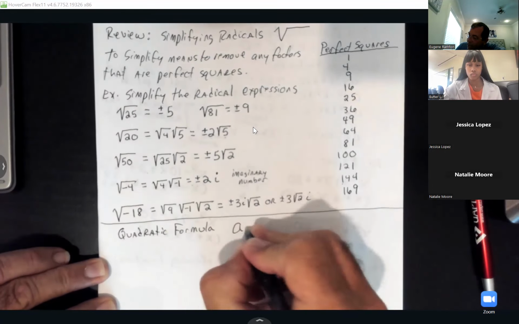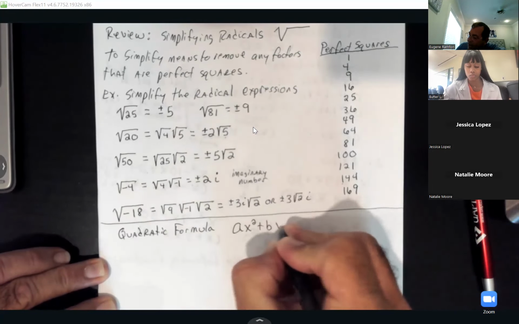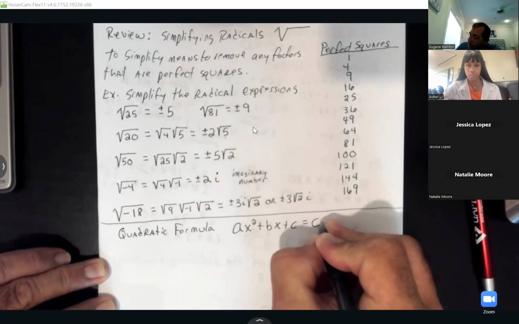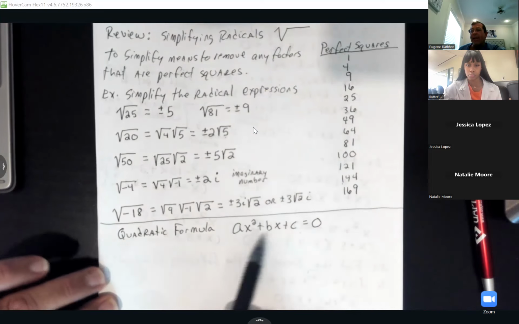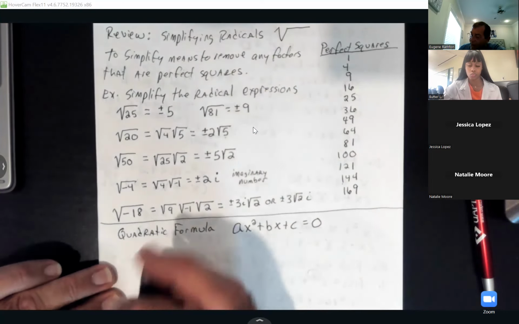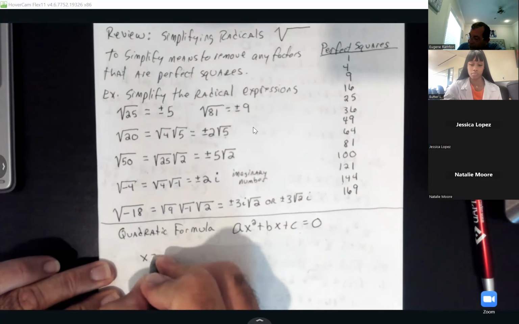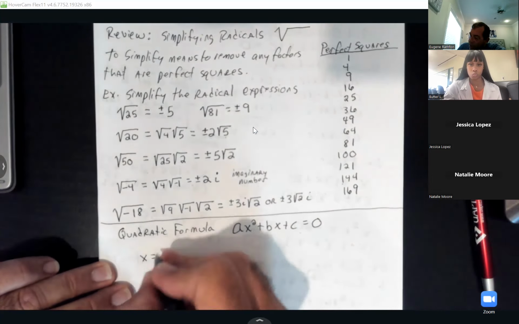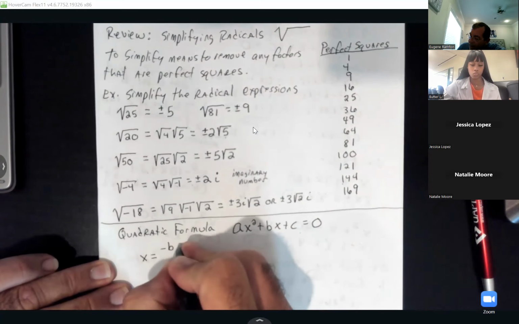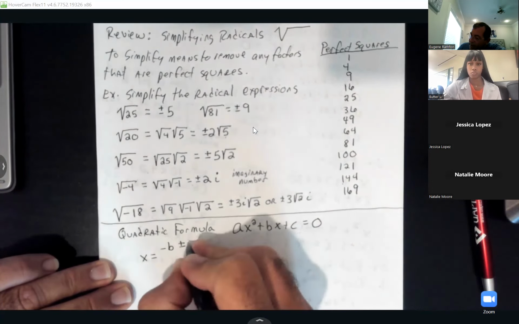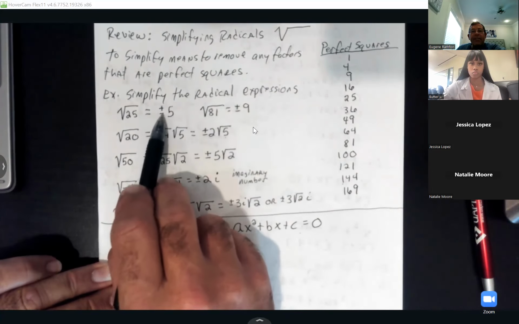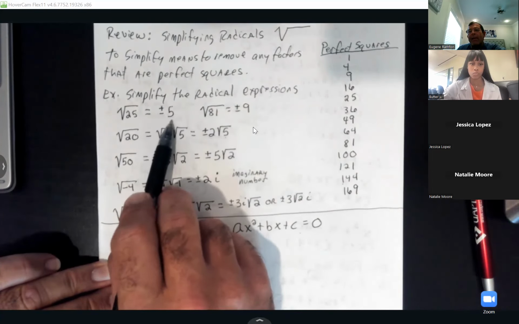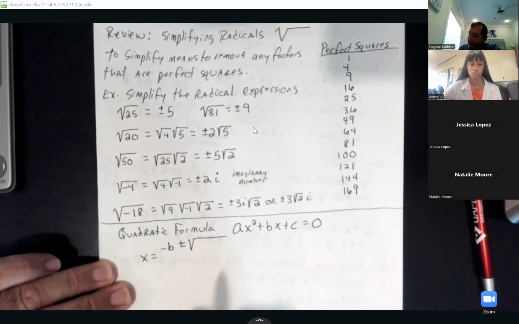Now, you still want everything on one side equal to 0. So if we cannot factor this, we're going to use the quadratic formula. The way we get our two answers is x will equal -b plus or minus the square root. Notice they're now accounting for plus or minuses, because these square roots can be positive or negative. That's the purpose of the plus or minus.